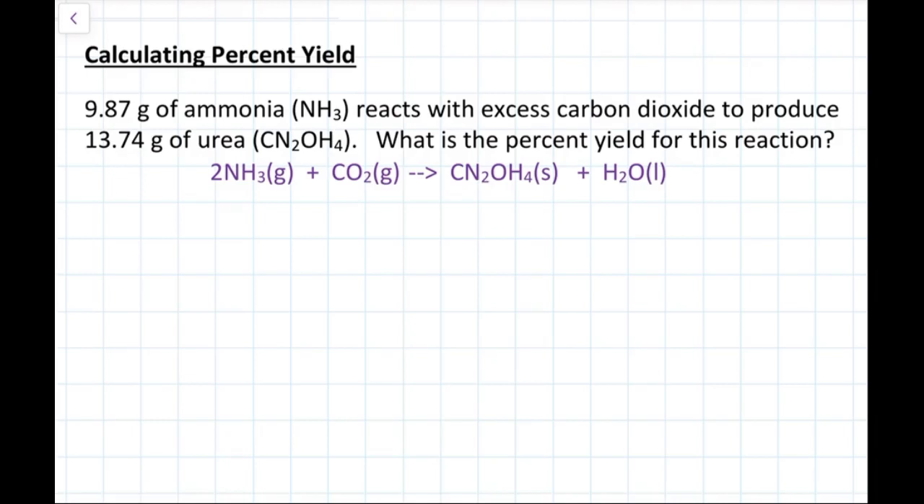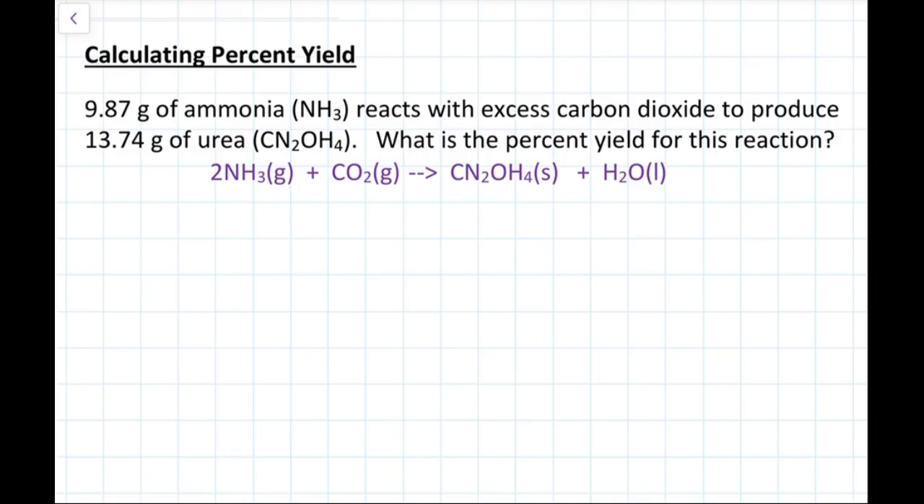So 9.87 grams of ammonia reacts with excess carbon dioxide to produce 13.74 grams of urea, and that gives you the formula there for urea. What is the percent yield for this reaction? And first of all, we can see that we've already got coefficients in the equation, so it's probably balanced, and if you double check, yeah, it's balanced already.